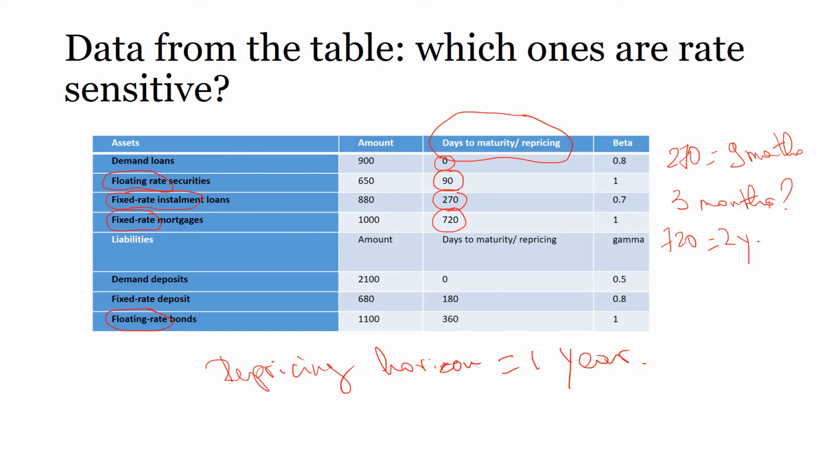So this one, demand loans, is rate sensitive. Floating rate securities, fixed rate installment, rate sensitive. Fixed rate mortgage is not.